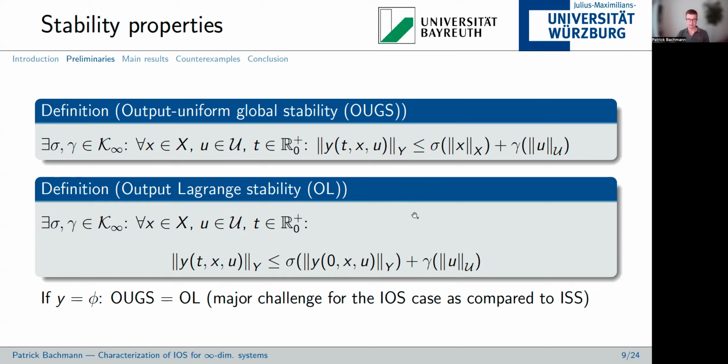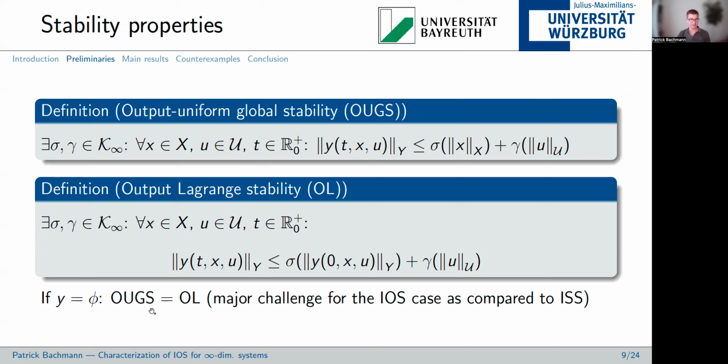However, when we look at the ISS case, so when the state and the output are equal here, then these two definitions are equivalent. And also this makes for much more complexity for output systems compared to full state systems.